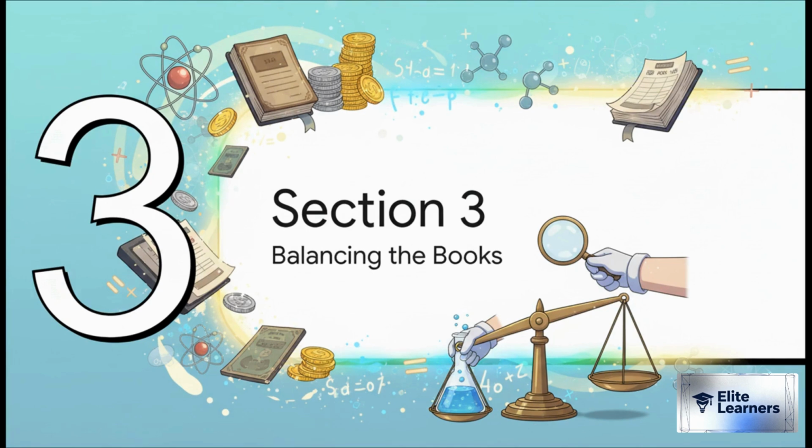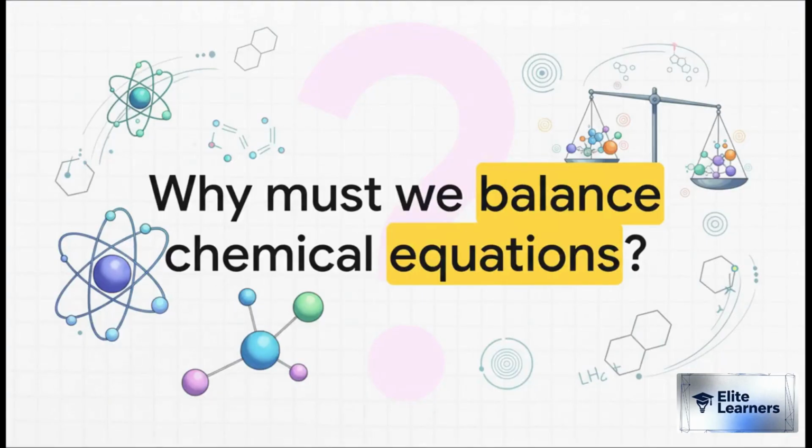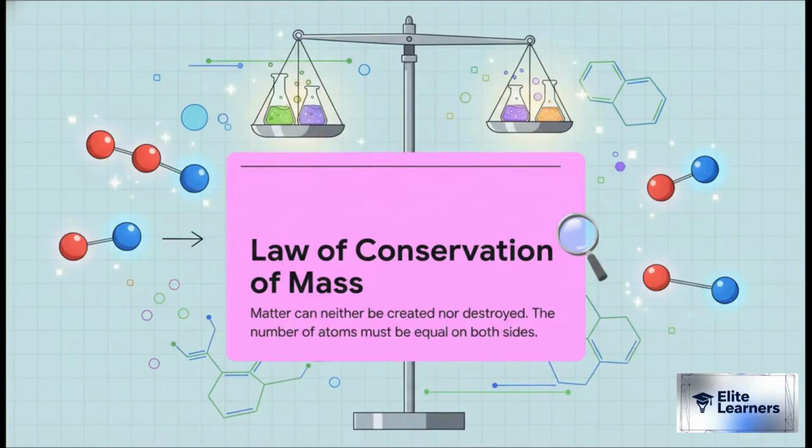Now, for a super important part, Section 3, balancing the chemical books. This is crucial. Just like in accounting, everything has to add up. You can't just have atoms popping into existence or vanishing into thin air. That's not how the universe works. Which, of course, leads to the big question, why? Why is this so important? What fundamental rule are we actually following here? And the answer is one of the biggest rules in all of science, the law of conservation of mass.